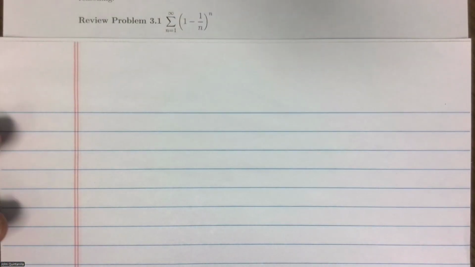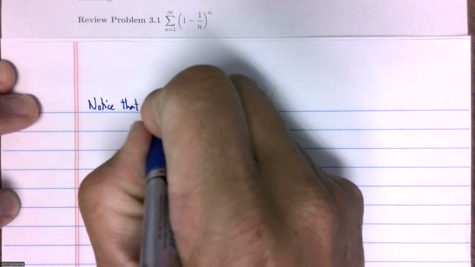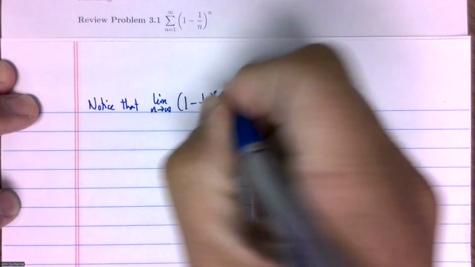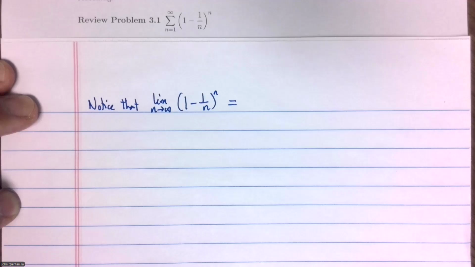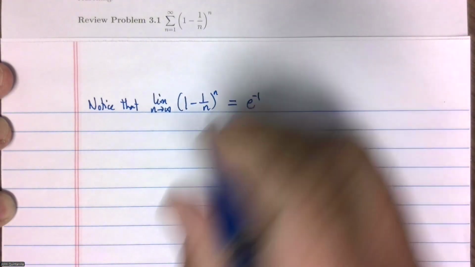For this problem, let's take a look at whether or not this series, the summation from n equals 1 to infinity of (1 minus 1 over n) to the n, converges or diverges. This one, as it turns out, diverges. Notice that, let's take the limit as n goes to infinity of (1 minus 1 over n) to the n. Okay, now this is equal to e to the minus 1.